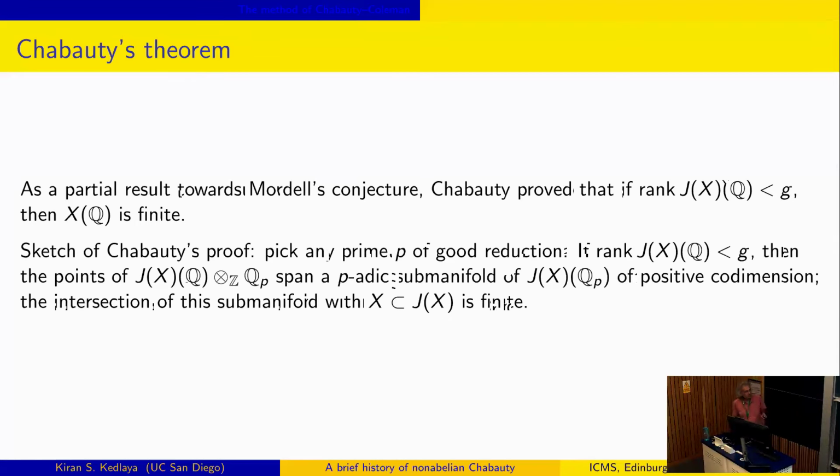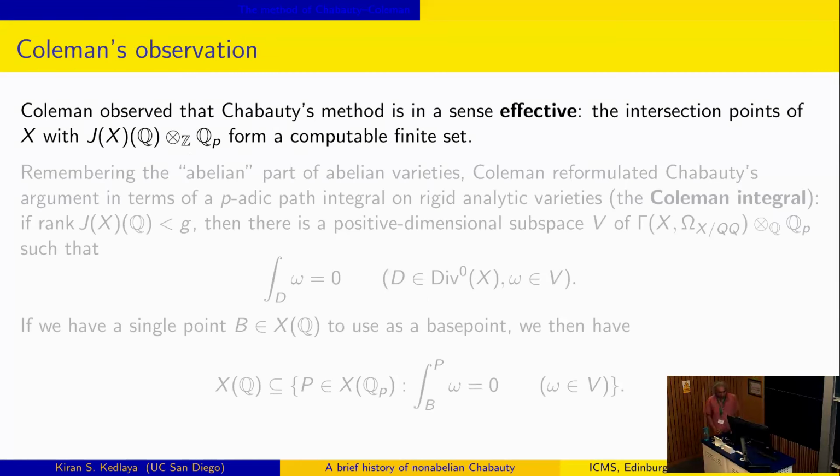And so that was the state of the art on Mordell's conjecture for essentially all the time until Faltings proved the general theorem. But this has an advantage over the method of Faltings, which was observed by Coleman: this is in principle effective, in the sense that this finite upper bound on X(Q) is actually a computable set. That's not quite the same as saying that Chabauty's method is completely effective, because you have to get lucky for that finite set to actually be the correct upper bound.